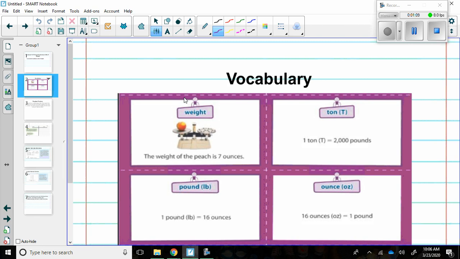Next, we have ton. 1 ton equals 2,000 pounds. 1 pound equals 16 ounces. And an ounce equals 1 pound. So take a minute to pause the video now and write these conversions in your notebook. Press play when you are ready to continue.